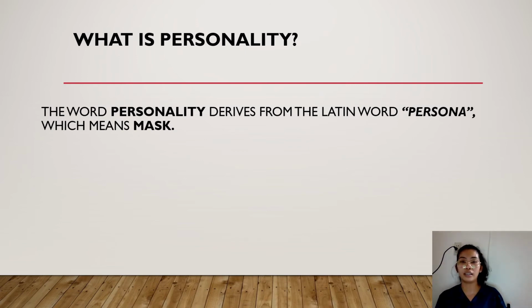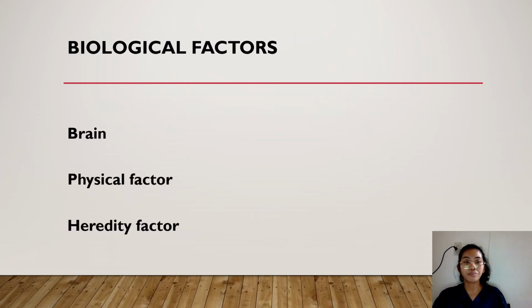The word personality derives from the Latin word persona, which means mask. So persona means mask in Latin. Personality is not determined by a single factor, but by an accumulation of many factors. Some of those factors are psychological, while others are physical, biological, and hereditary. So in biological factors, we have the brain, physical factor, and hereditary factor.